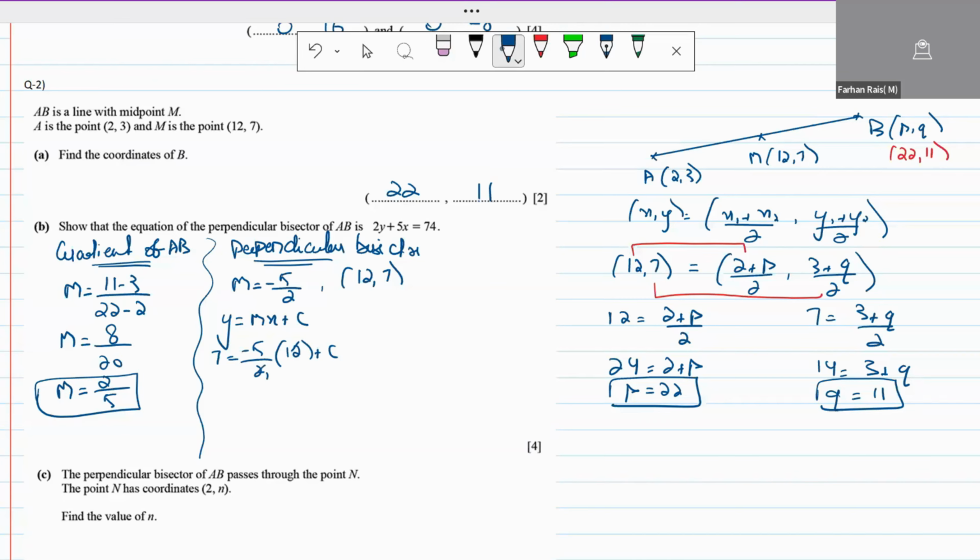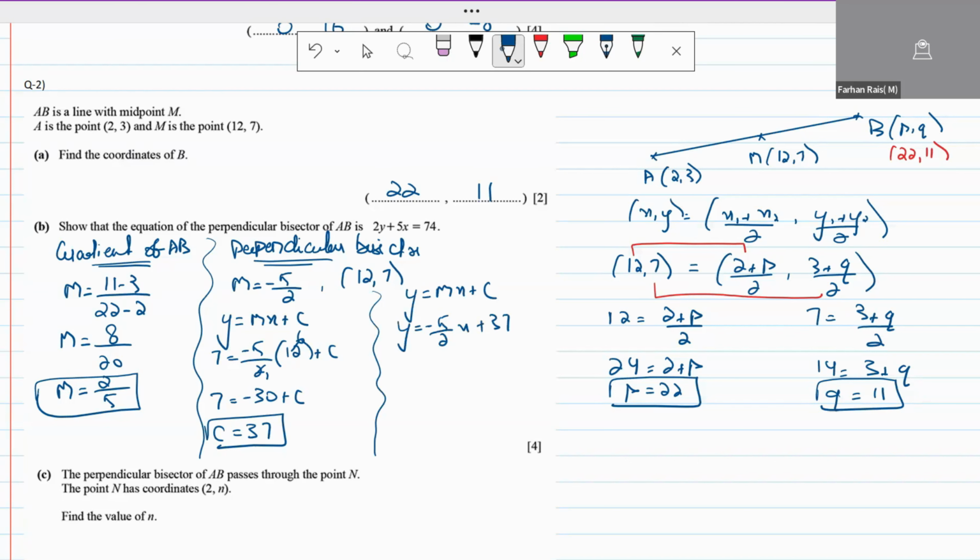2 1s are 2, 2 6s are 12. 6 into minus 5 would be minus 30. So 7 is equal to minus 30 plus C. And we get C as 7 plus 30, which is 37. And to find the equation, we'll use the formula y is equal to mx plus c again. So y is equal to the gradient, minus 5 upon 2, x plus 37.